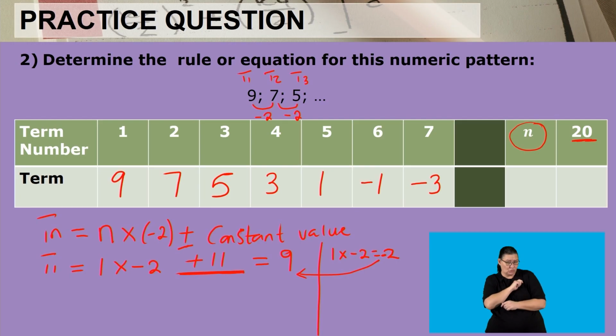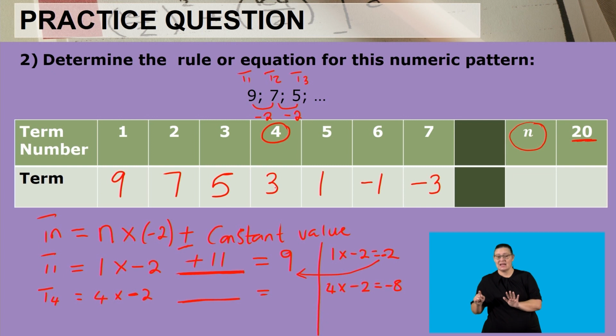Let's check if it's true for any of the other terms. Let's use the fourth term. 4 multiplied by negative 2 will give us negative 8. But we are not looking for negative 8. If we look there, our fourth term is 3. So we are looking for a 3. From negative 8, how are we going to move to a 3? Yes, we are going to add 11. So we saw there that we add 11 so that we can get to that particular term. So what does this mean for our rule?